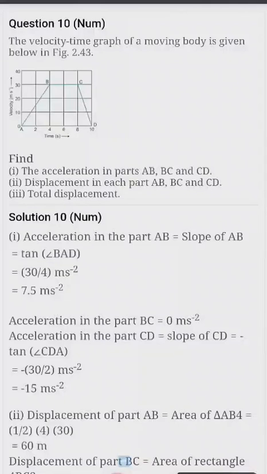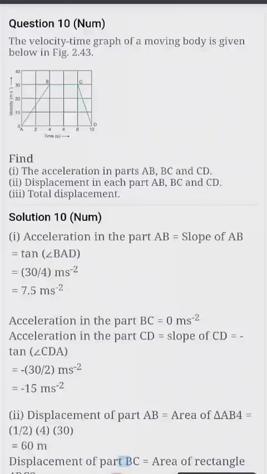So the slope, the coordinates of C are 8, 30. That of D is on x-axis, so 10, 0. When you find y2 minus y1, it will be 0 minus 30 upon 10 minus 8. So 0 minus 30 is minus 30 upon 10 minus 8 is 2. You get minus 30 upon 2, that is minus 15 meter per second square.